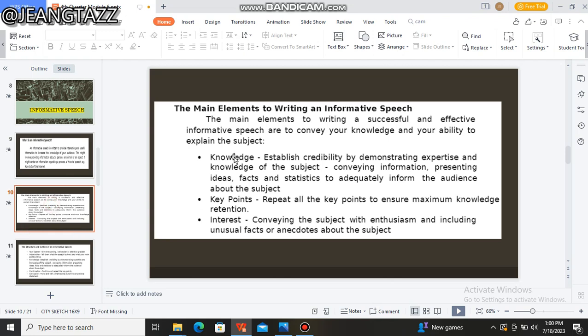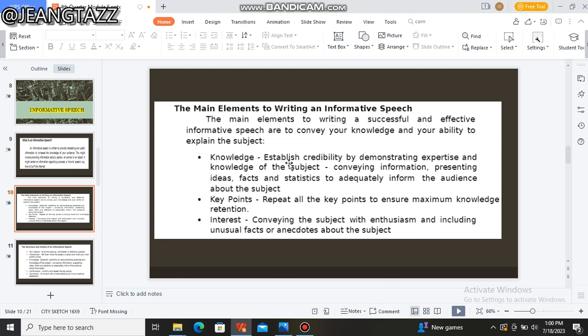Now we have the three main elements in writing an informative speech: knowledge, key points, and interest. If we say knowledge, you need to be well versed. You need to research more about the topic that you will write the speech about.